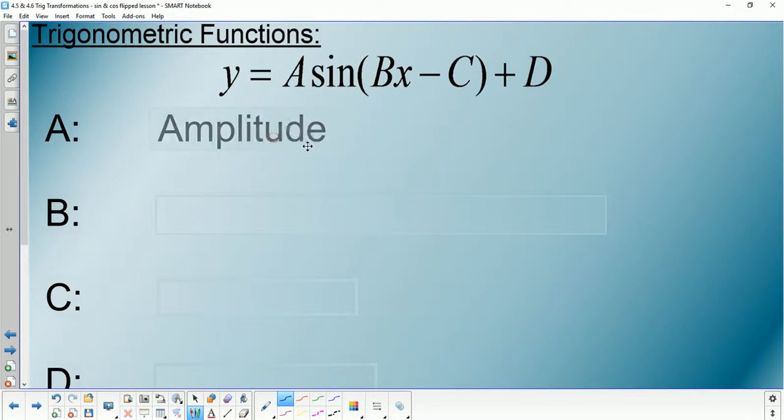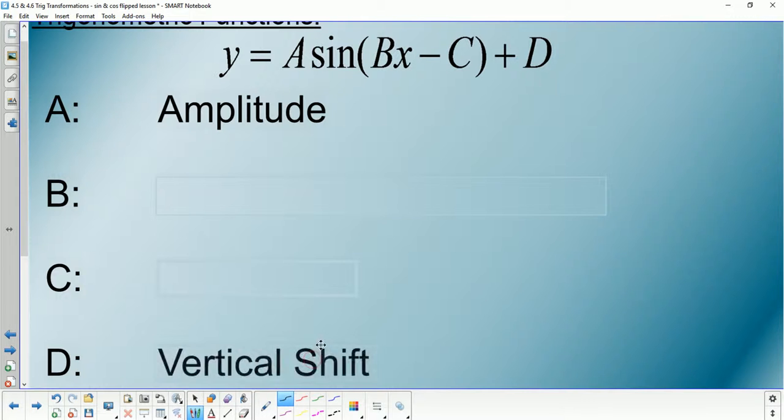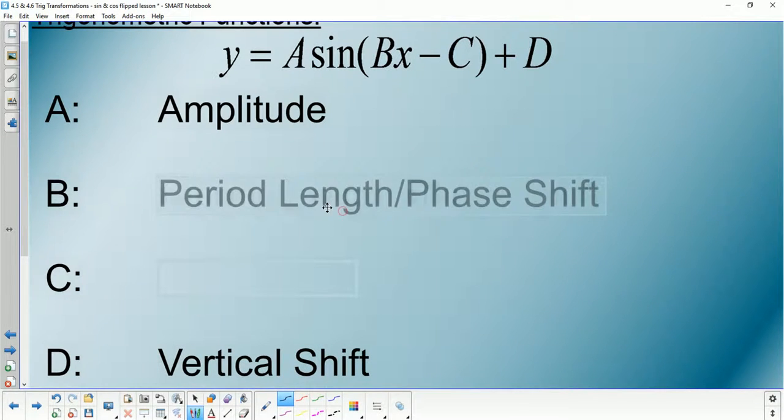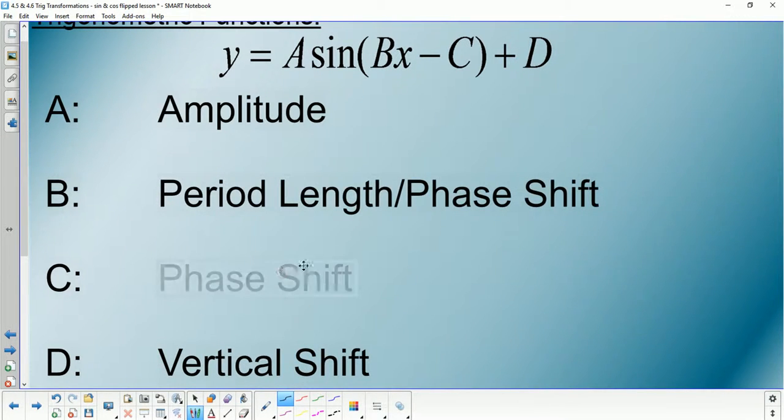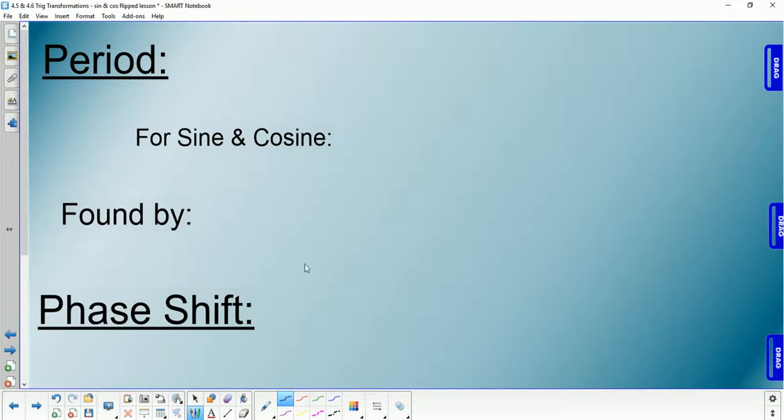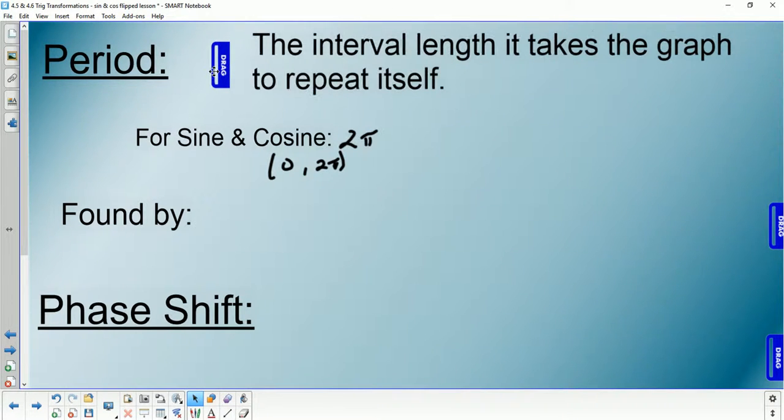So we already talked in the previous video about amplitude and vertical shift. Now B and C, B is going to have to do with our period length, and C is going to have to do with simply the phase shift, moving it left or right. Okay, and our period, for sine and cosine, like we've already said, a period length is always 2 pi. So the traditional one that we look at is going from 0 to 2 pi. That's traditionally. Now, it's not always going to be the case. It is, like we've said before, the interval and the length it takes for the graph to repeat itself.